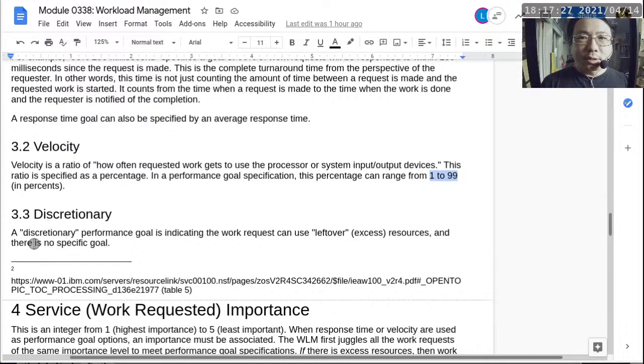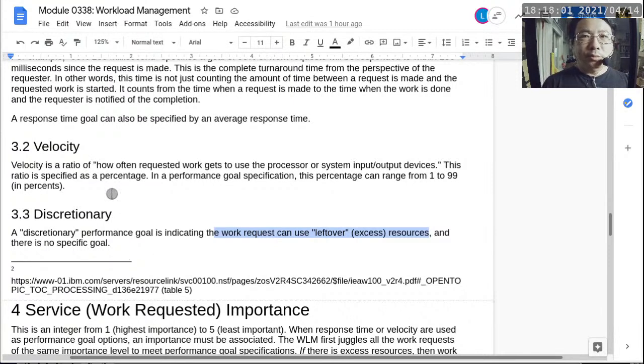So now we get to the third one, the one that I'm not sure is a performance goal because it is called discretionary. What that means, it explains down here, is that the work request can only use the excess resources. In other words, when there's absolutely nothing else to do, then we can perform this particular work request. That's what we mean by discretionary.